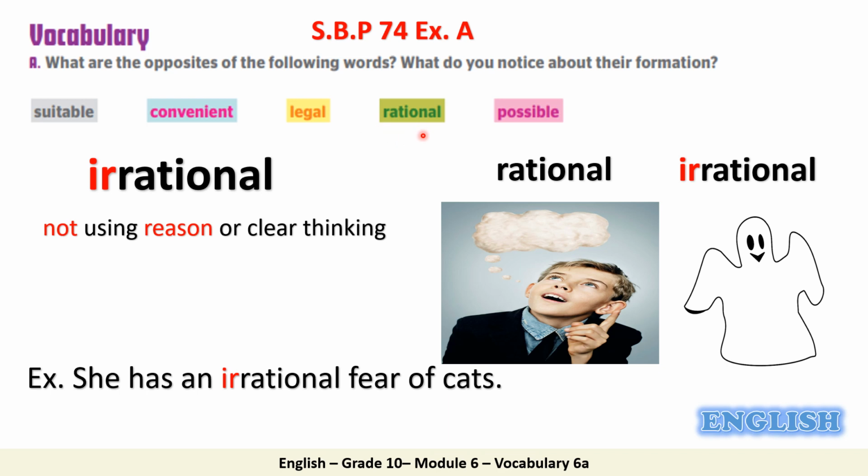Let's look at the word rational. What is the initial letter of this word? It's R. And what is the prefix we use with rational? It's ir. So, the adjectives that start with letter R take the prefix ir. That's correct. Rational, irrational. Why do I use the prefix ir? Because it starts with letter R.